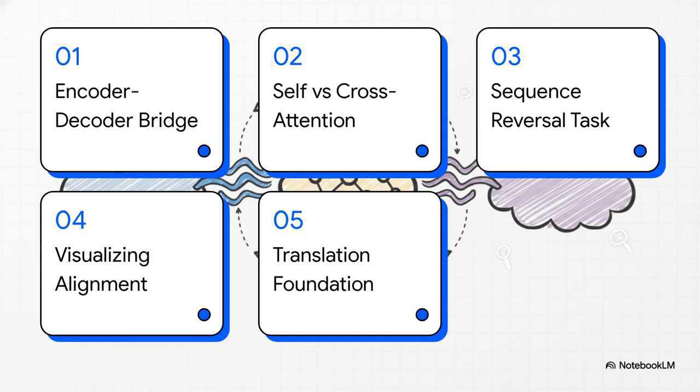Here is our roadmap for today. First, the encoder-decoder bridge. Second, self versus cross-attention. Third, the sequence reversal task. Fourth, visualizing the alignment matrix. And fifth, the foundation of translation.